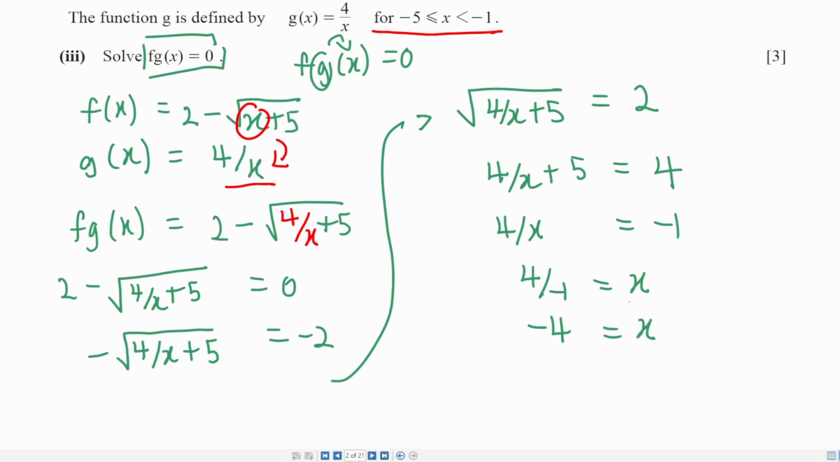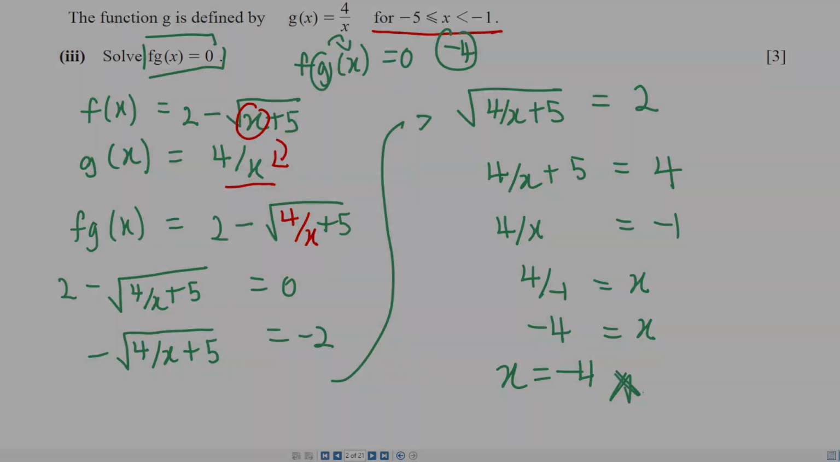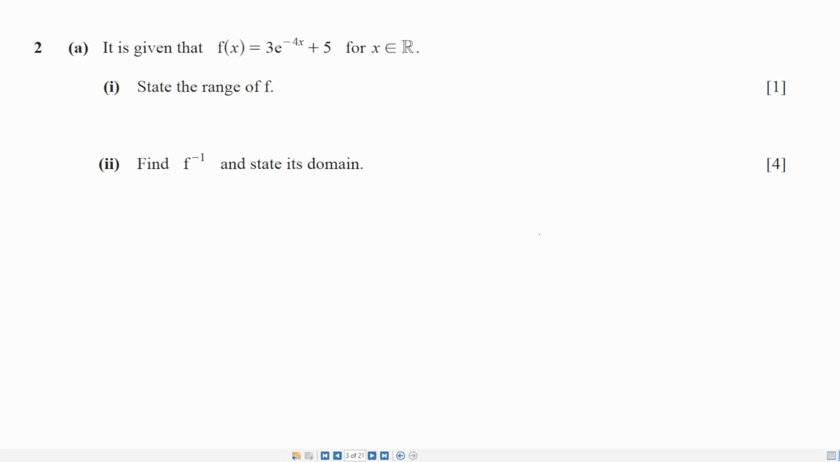Alright. Now we have to check back into our domain here. So -4 does fit the needs of our domain, so this answer is considered as correct. x is equal to -4. This is your final answer. Alright, let's move on to our next question.